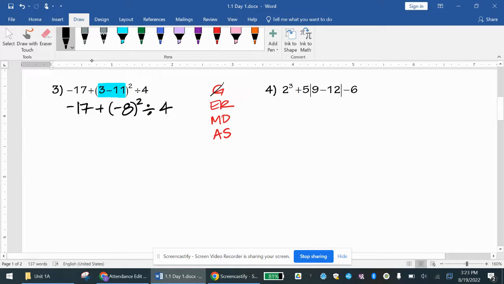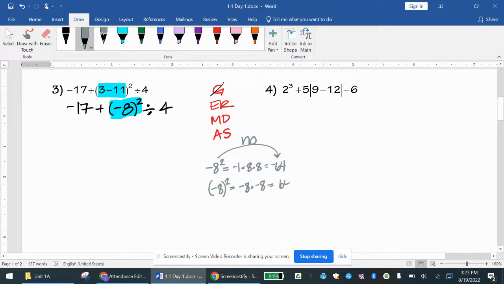Exponents or roots. I do see an exponent, negative 8 squared. Really quickly, if you put this into your calculator, you're going to get negative 1 times 8 squared, which is going to be negative 64. So if you put negative 8 to the second power, it's going to say it's negative 64. That is not what we want here. We want to put parentheses around the negative before we put the squared so that the calculator knows that negative is not by itself. It belongs to the 8 and it needs to appear twice. So negative 8 times negative 8 is 64.